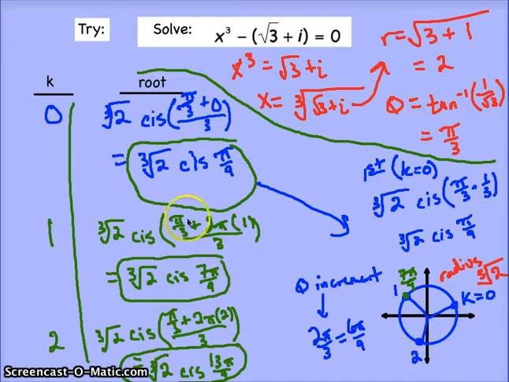In the formulaic way of doing it, again, same thing. Pi over 3 plus 2 pi times 1, all divided by 3, will give you 7 pi over 9. And same thing, 2 pi times 2 plus that, divided by 3, you get your 13 pi over 9.